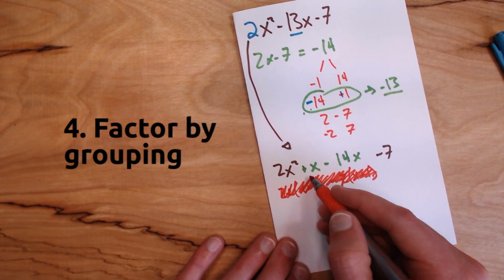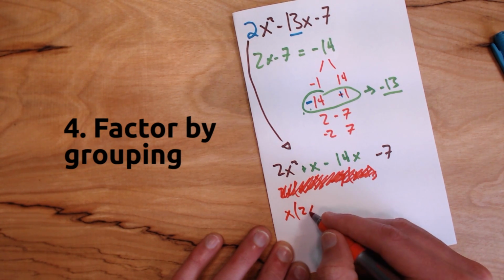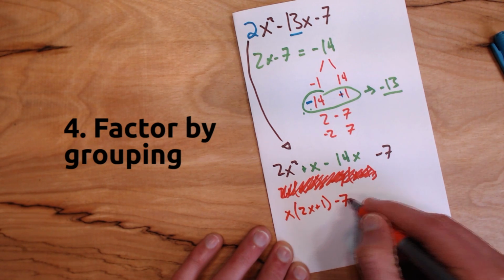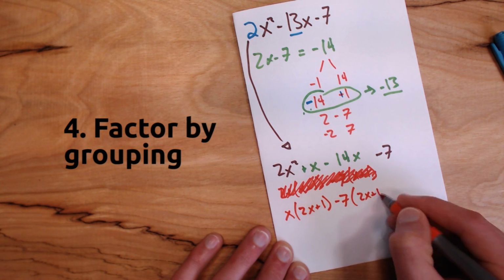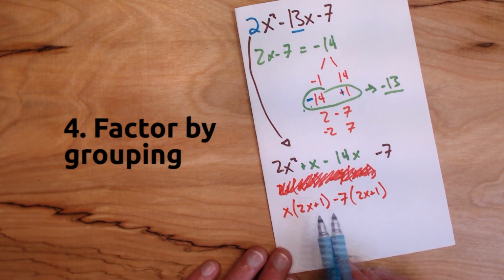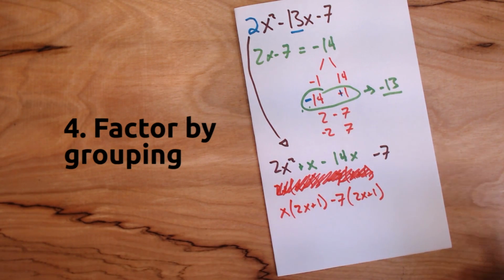All right, for our next step, we're going to factor by grouping. So to factor by grouping, here I'm going to pull out an x, and I have 2x plus 1 left over. Here I'm going to pull out a -7, and I have 2x plus 1 left over. And it's really, really important that these two binomials be the same. If they aren't the same, go back and check your work. You made a mistake somewhere.